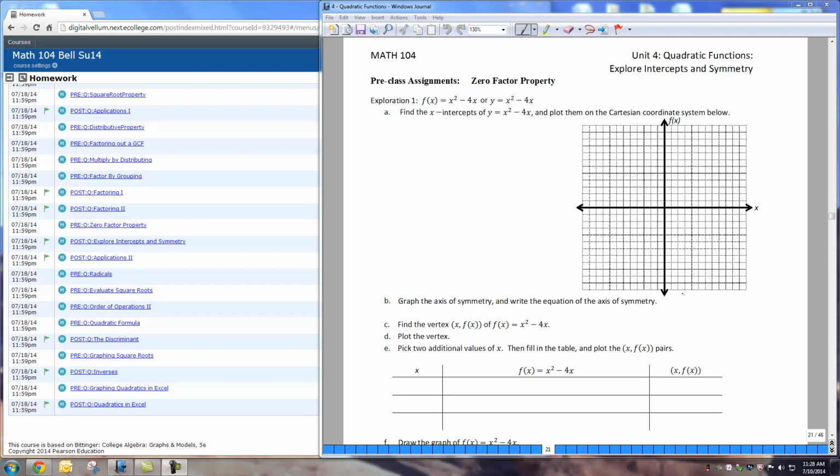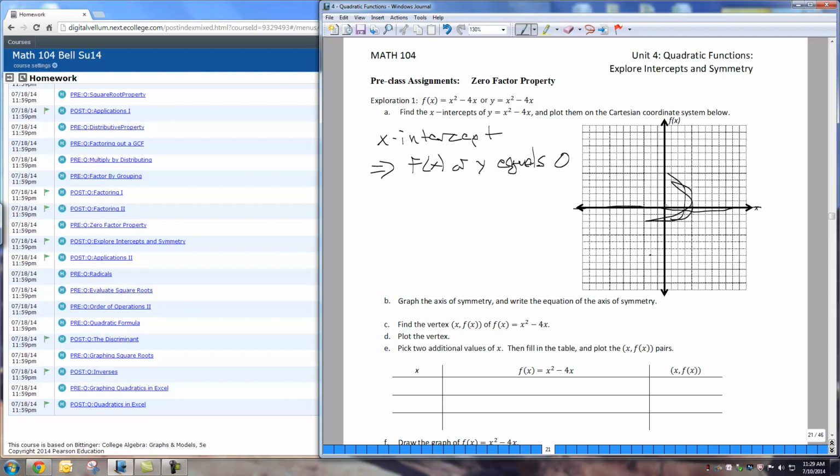So, it says find the x-intercepts of y equals x squared minus 4x and then plot them on the Cartesian coordinate system. So if we're finding an x-intercept, that implies that f of x or y equals 0. Because in order for it to be an x-intercept, in order for it to cross this line, our y value here is 0. So the x-intercept has a y coordinate of 0. So what I'm going to do here is let y equals 0 and solve for x.